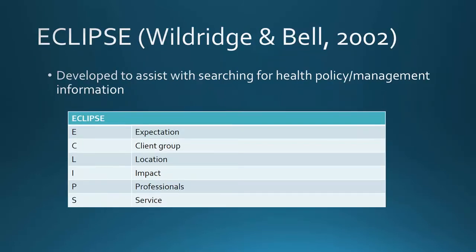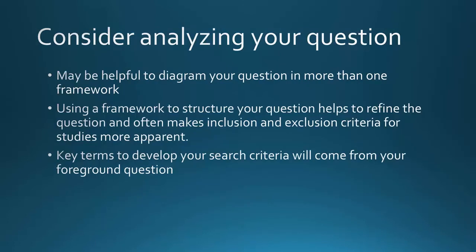And then ECLIPSE, this is from 2002, and this is more for policy or management. So if you're doing a review of policy, you may want to use ECLIPSE as your framework to design your question. One thing I suggest is to write your question and then analyze it using the different frameworks, and see if that's helpful to you. Sometimes it's helpful to analyze it with all, you could even do all three and see where you could take your work.